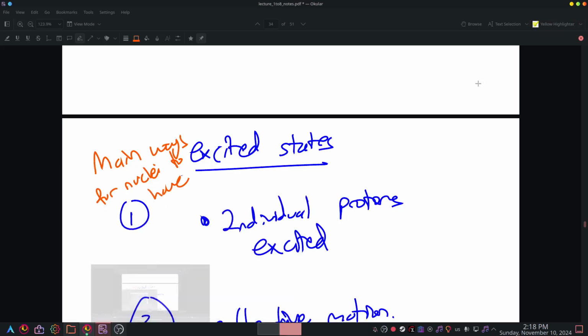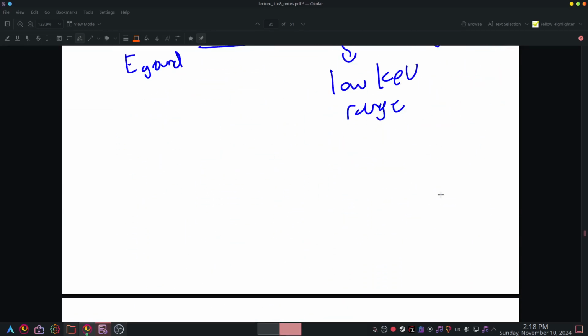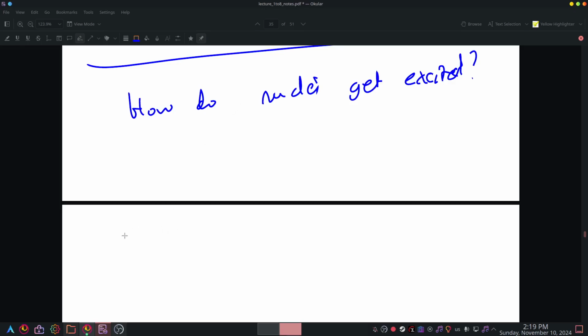So the question is this. We have nuclei in excited states, and therefore they emit gamma radiation. How do they get excited in the first place? How do nuclei get excited? Let me give you a few scenarios.